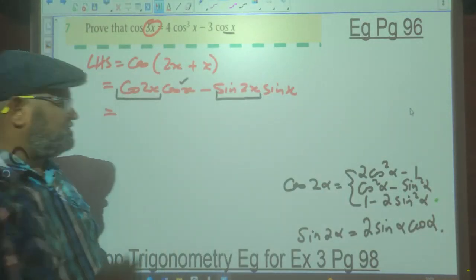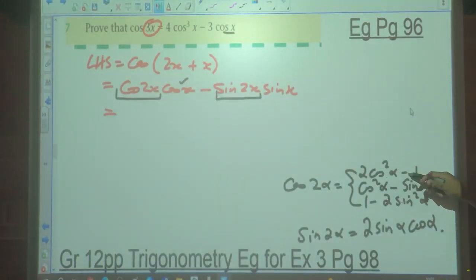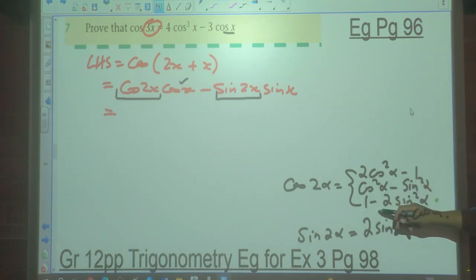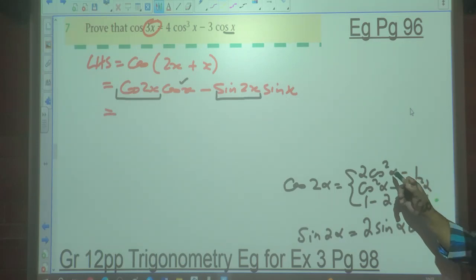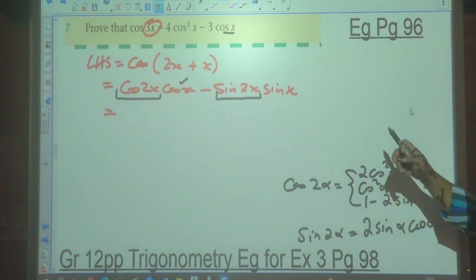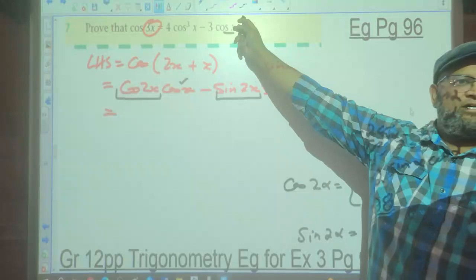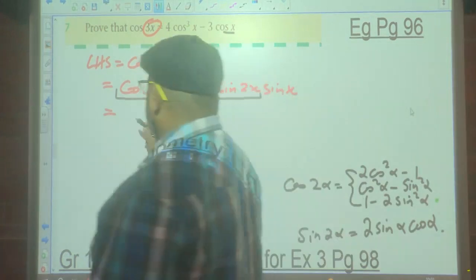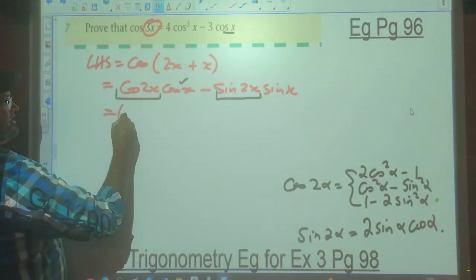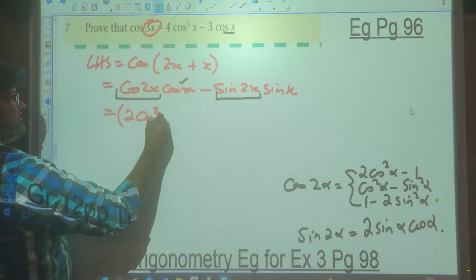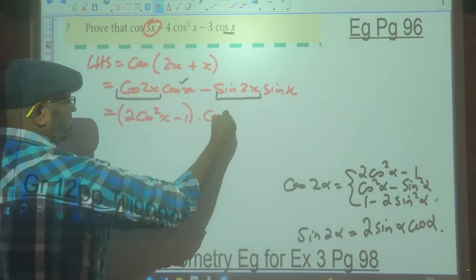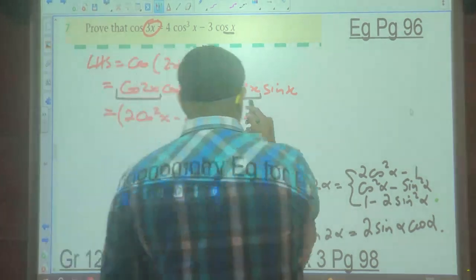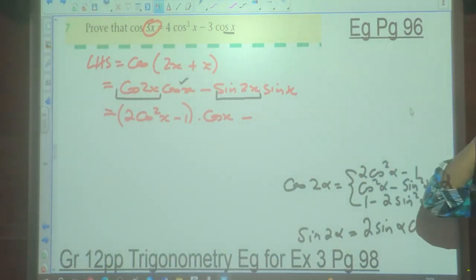Now, cos 2x can be changed into any of these three: 2 cos squared alpha minus 1, cos squared alpha minus sine squared alpha, 1 minus 2 sine squared alpha. Which one of these three am I going to change it to? Sorry? The one dealing with cos. Why? Because he's dealing with cos only. Understand here? You understand? Right, so what are we going to write here? 2 cos squared x minus 1 times cos x, minus, people, sine 2x can be written as what?